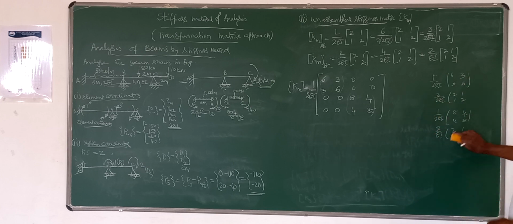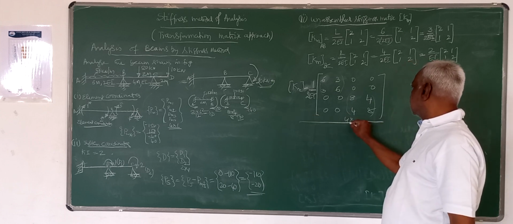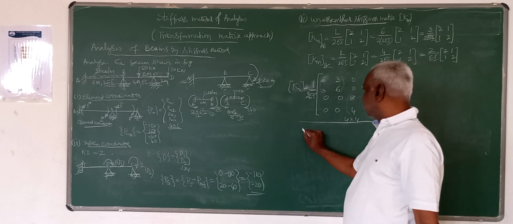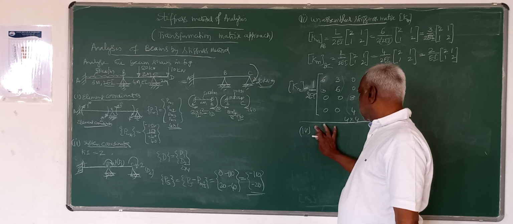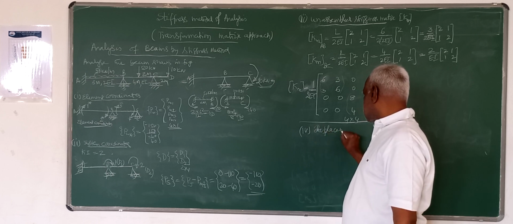So this particular thing, whatever I have, that is okay. This is my unassembled stiffness matrix. It is 4 by 4. That is the third step. Then the fourth step. We have to determine what is known as the displacement transformation matrix.